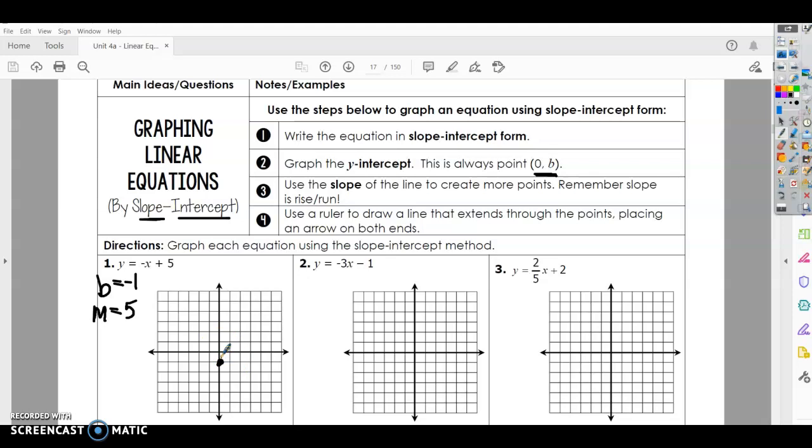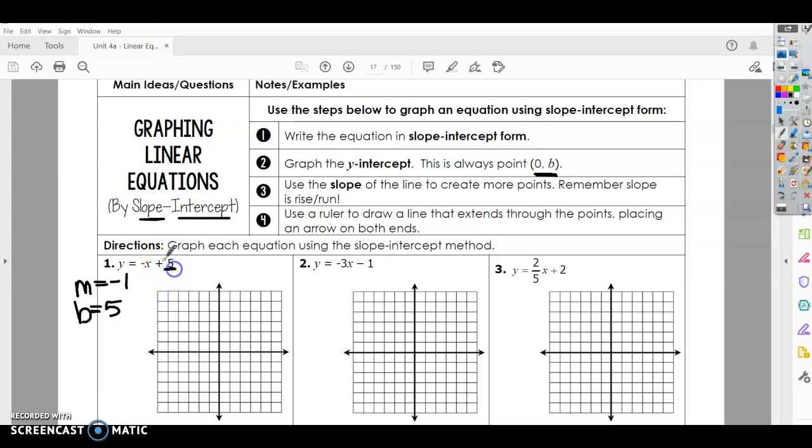Oh, sorry. I did those in reverse. Our slope, trying to do this too fast. So our slope is negative 1. Our y-intercept is 5. All right. Hope you guys caught that before I changed it, but don't want to tell you wrong.